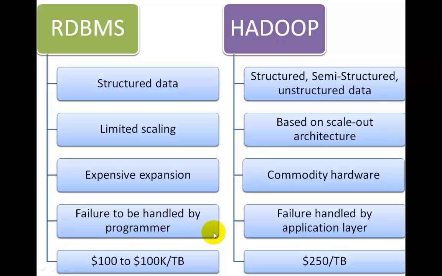While in Hadoop, the failure is handled by the application layer. The task tracker and the job tracker reschedule any kind of incomplete tasks. While cost is an important factor, an RDBMS can cost us up to $100,000 per TB. Of course, it needs a high-end processor and high-end storage. While Hadoop just needs commodity hardware, it costs us around $250 per TB. It's an average, and that too with millions of transactions and immense storage space.